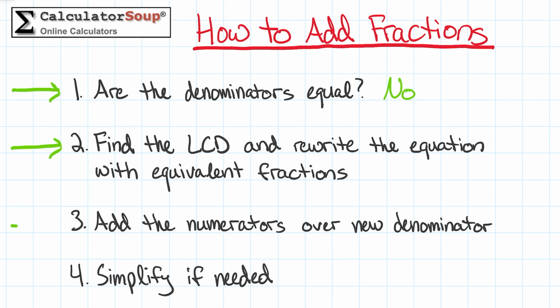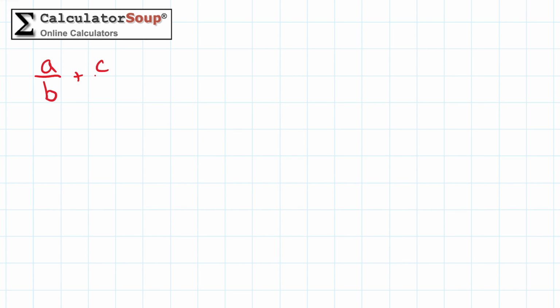To start, let's write down the fractions we want to add. Before we use real numbers, we'll use some placeholder fractions, a over b and c over d. If the denominators are different, or b does not equal d, we first need to find the least common denominator of the fractions, or LCD. The least common denominator is the smallest number that can be a common denominator for a set of fractions.